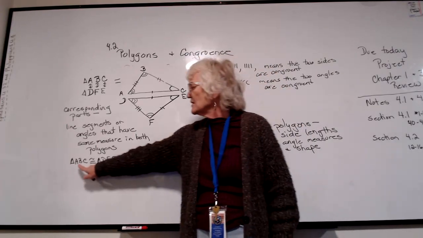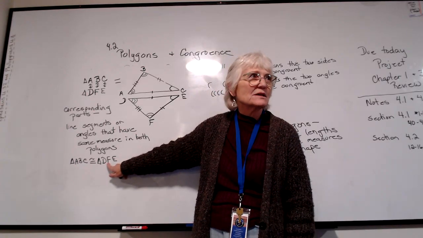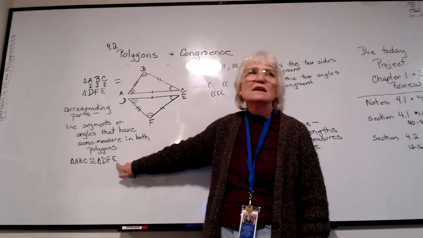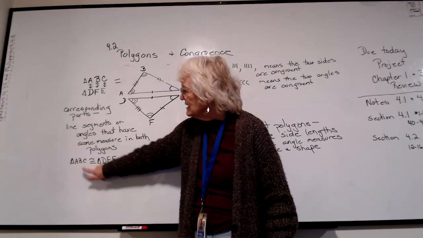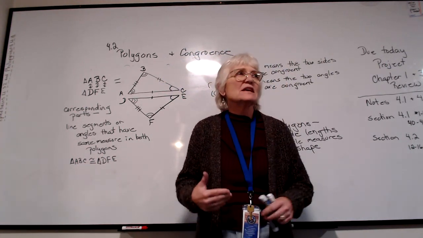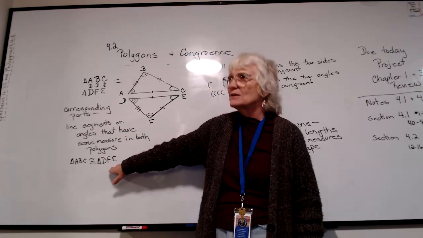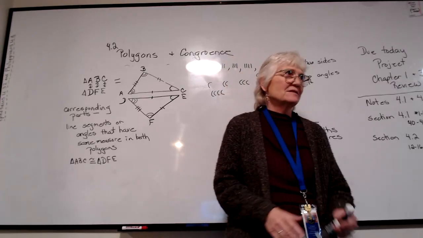I can also tell you that AB is the same as DF as far as a line segment. I can tell you that BC is the same as FE as a line segment. And you can also see that AC and DE are the same as a line segment because they're in the same corresponding part of the polygon. Okay, so that's what a corresponding part is.